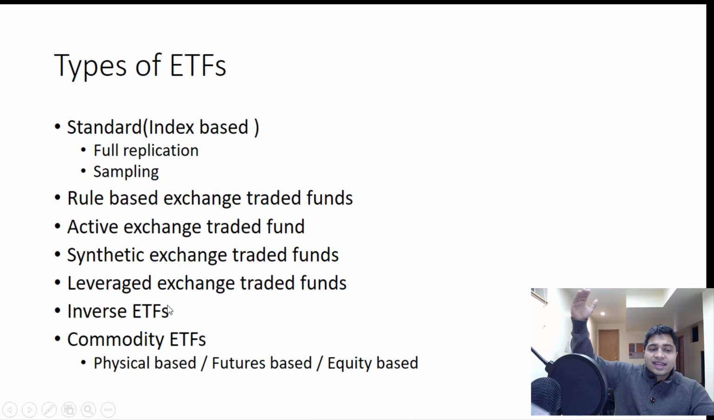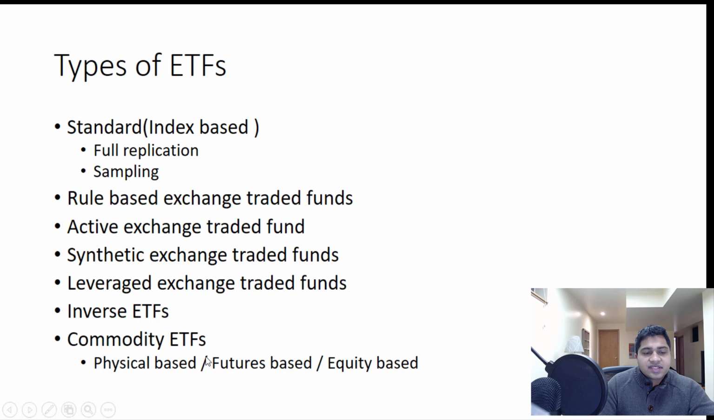Inverse ETFs take inverse positions in the index. So if the index goes up, you lose money. If the index goes down, you make money. That is an inverse ETF. Generally, they go short on specific indexes.